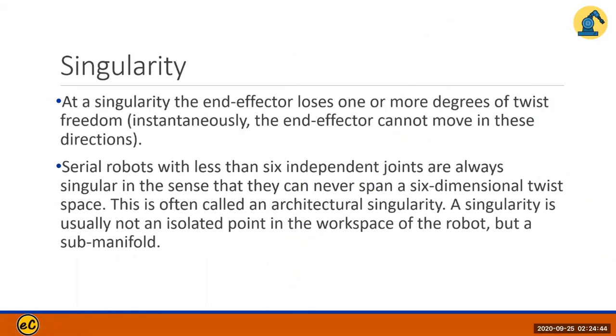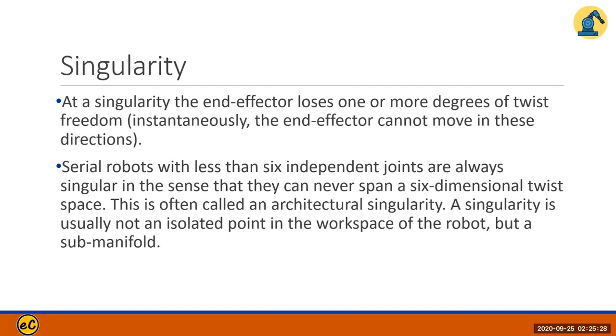At the singularity, the end effector loses one or more degrees of twist freedom. Serial robots with less than 6 independent joints are always singular in the sense that they can never span the six-dimensional twist space. This is called the architectural singularity. By the design of the robot architecture, you are not able to perform something. So you don't get whatever you want to have. You don't have XYZ, you don't have the roll, pitch, and yaw. So those 6 degrees of freedom are very important.